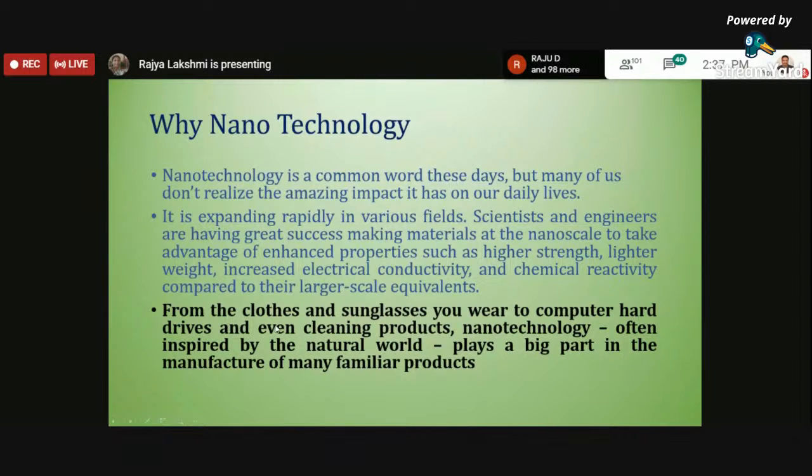If you observe whatever clothes you are wearing, that is garments, whatever sunglasses you are wearing, whatever computer devices you are using, whatever cleaning products you are using at your home. So all these day-to-day products, which are compulsory in our day-to-day life, at one place or another, these products were manufactured by using nanotechnology only.